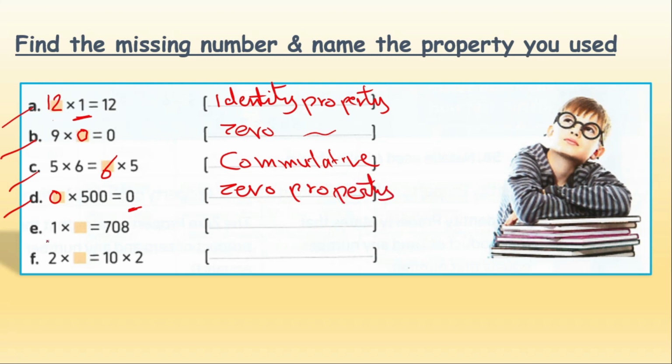Next one: 1 times what equals 708? Multiplying by 1 gets the same number. Okay, so identity. 2 times what? The same, 10 times 2, so the missing number is 10. And which property is that? Commutative, like exchange, we swap the places.